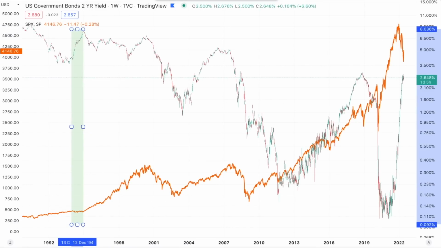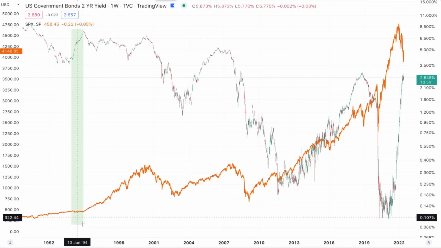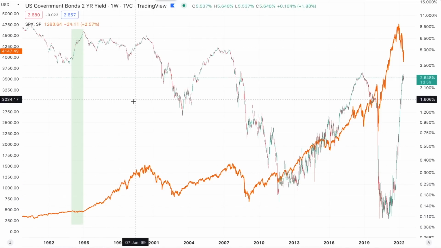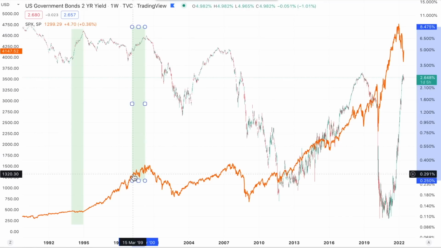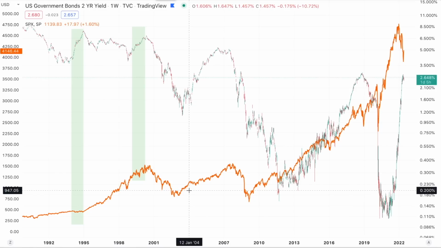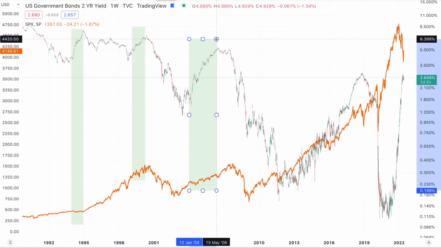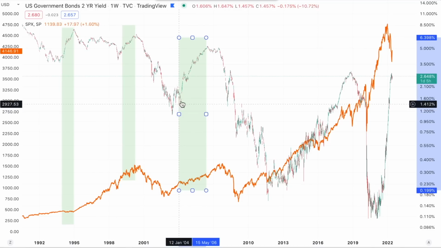These are periods where the 2-year yield is rising, and it very often corresponds to periods where PE ratios are coming down. This period right here, believe it or not, PE ratios were going down throughout that period. The same thing applies to this entire period right here between 2004 and 2006. The 2-year yield was rising, PE ratios were coming down.